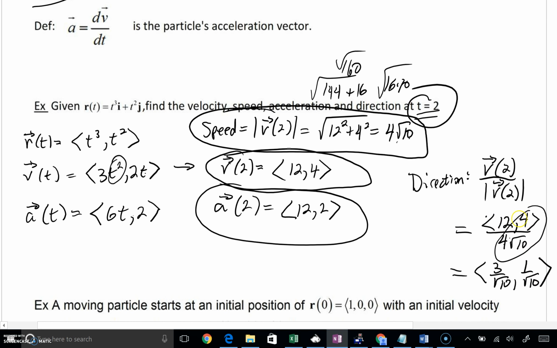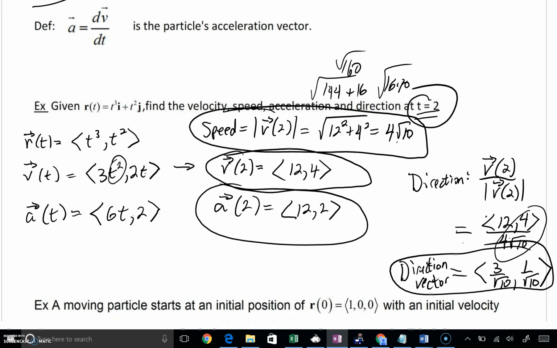So both of the components, the 12 and the 4, get divided by a 4 root 10. I've divided both of those by 4. So this is your direction vector. And we're done with our first example. We've got our velocity vector. We've got our speed. We've got our acceleration vector. We've got our direction vector.